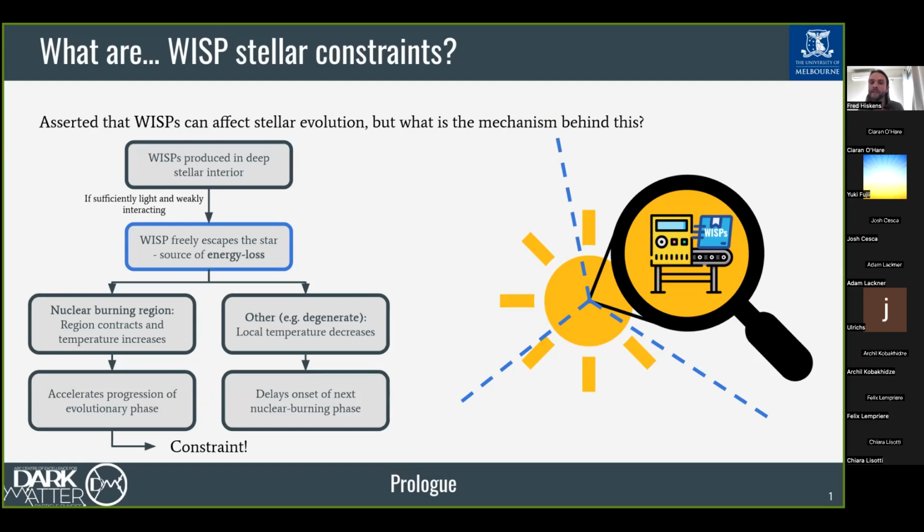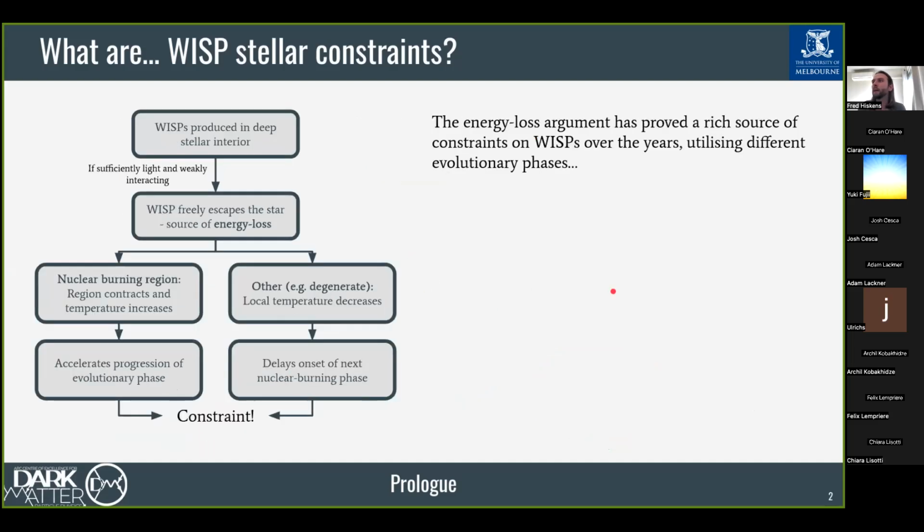For example, you could delay the onset of the next nuclear burning phase, and this can also lead to a constraint. So the general mechanism that I've just illustrated here is called the energy loss argument, and constraints generated using it are called stellar cooling limits, even though they don't necessarily involve the decrease in temperature of stars. So this energy loss argument has been used over the years many times to provide constraints on WISPs.